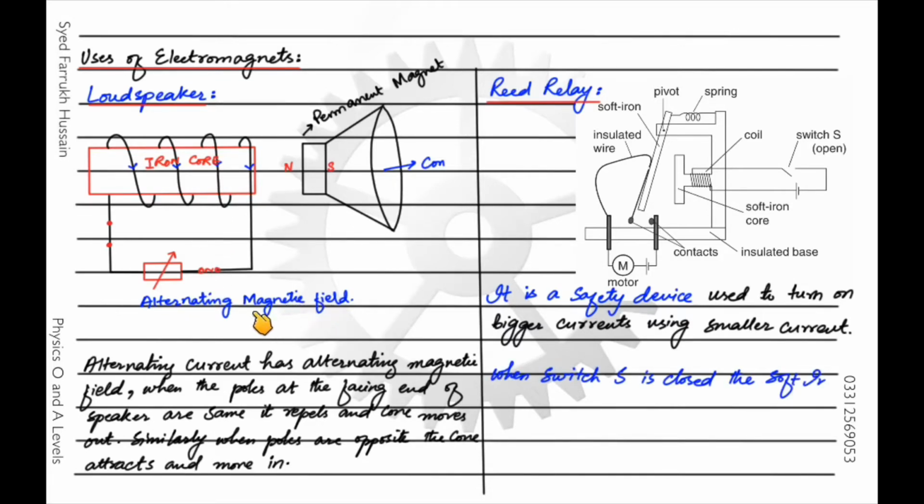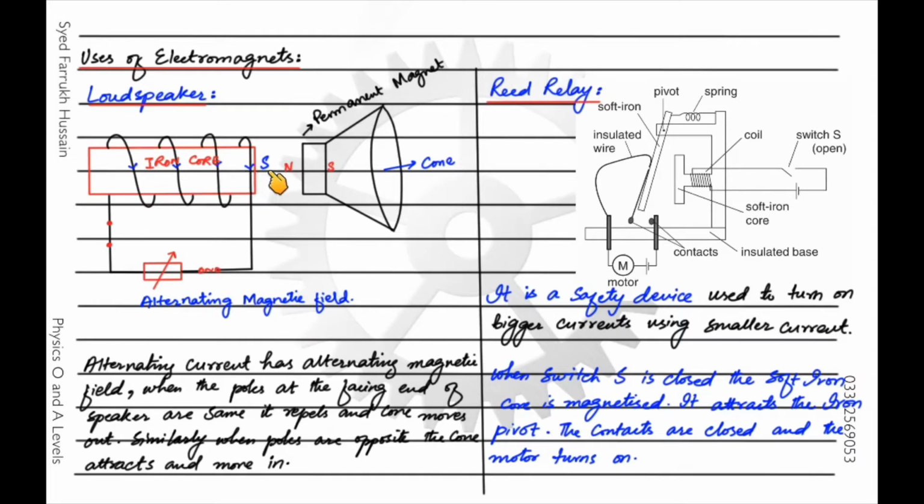And as you know that the alternating current supply has alternating magnetic field, and due to this the magnetic field of the electromagnet will change from north to south at this end. Let's say if at any instance there is a north pole at this end and there is a north pole at the end of the magnet as well, so the two poles will repel and the cone will move outward. Similarly, if there is a south pole at this end and there is a north pole at this end of the permanent magnet of the loudspeaker, then there will be an attraction and the cone will move inward. So since the supply is alternating current supply, the change in magnetic field will cause the cone of the loudspeaker to vibrate in and out.